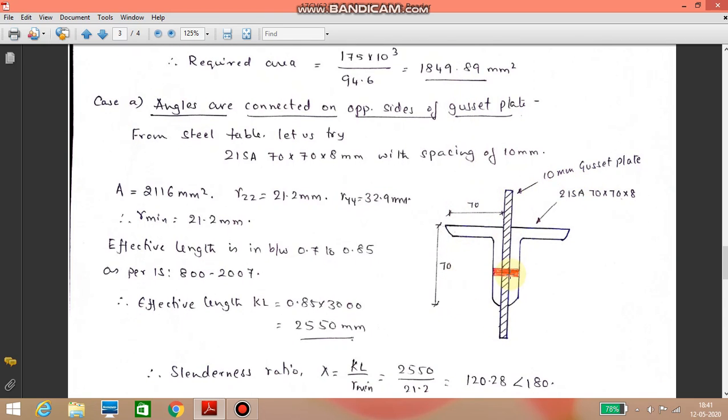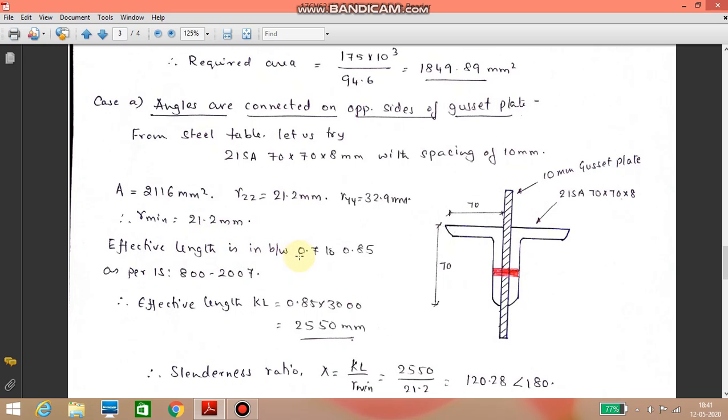This is the gusset plate. On opposite sides we have placed the angles and this is the bolted connection. From the steel table, let us try two ISA 70 by 70 by 8 mm with the spacing of 10 mm. Spacing of 10 mm in the sense that is the thickness of the gusset plate. So the area works out to be 2116 millimeter square. RZZ is 21.2 millimeter. RYY is 32.9 millimeter and R minimum equal to 21.2. Out of these two, least value.